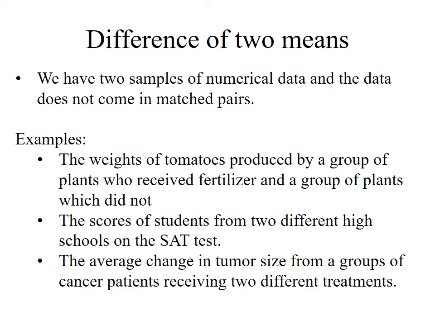Suppose we have two samples of numerical data, two lists of numbers from two different samples. The data do not come in matched pairs, and I want to know if there's a statistically significant difference between these things. Suppose I do an experiment. I grow a bunch of tomato plants. Some of the tomato plants are randomly selected to receive fertilizer, and some are randomly selected to not, my control group. I measure the weight of the tomatoes produced by each plant, and I record that, and then I want to see, is there a statistically significant difference here?